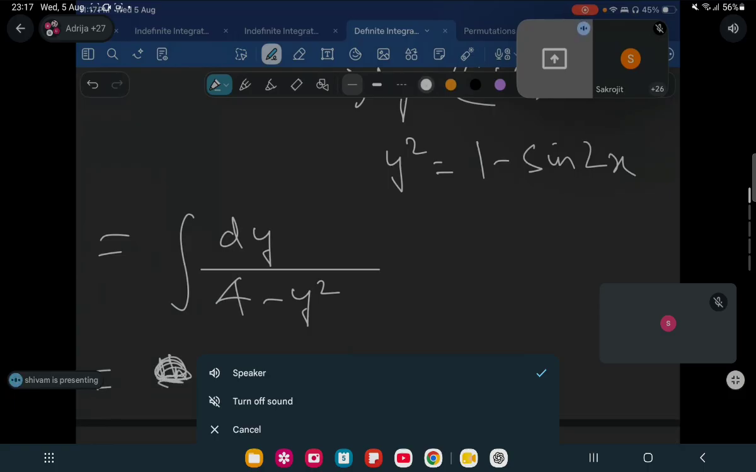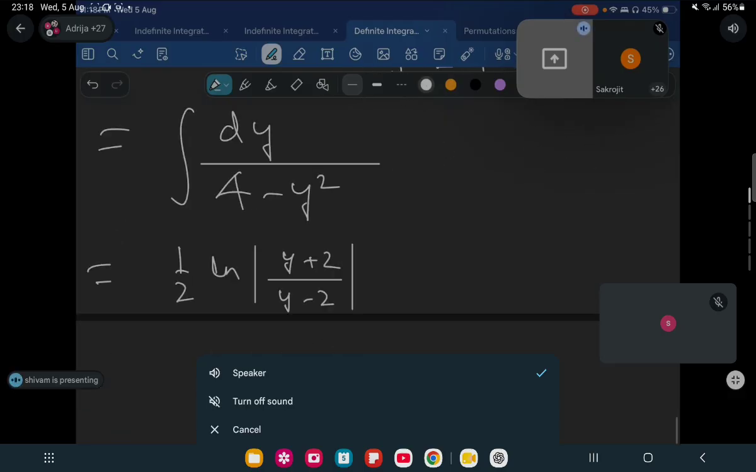1 by 2 ln mod of 2 plus y upon 2 minus y. Tell me, are you people getting? Oh, wait a minute. Y plus 2 upon y minus 2. Okay, now back substitute. After back substituting, we'll get half of ln mod of y.